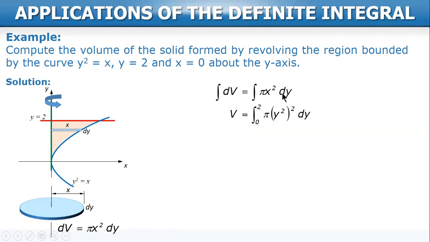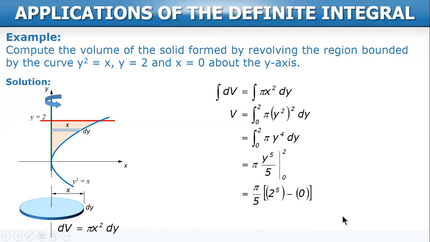Our limits, since dy, so ang limits na to y is from 0 to 2. Again, using law of exponents, this is equal to y raised to 4, products of 2 and 2. And using the simple power rule, you integrate y raised to 4 dy. We have this. And then you evaluate from lower to upper limits. And the answer is this. 32 over 5 pi.